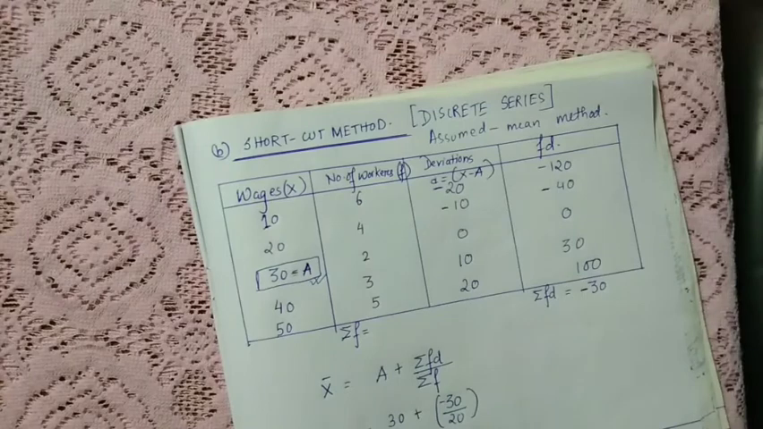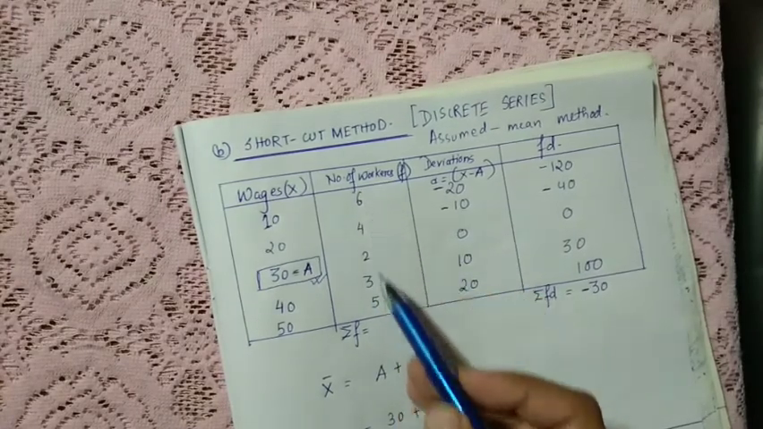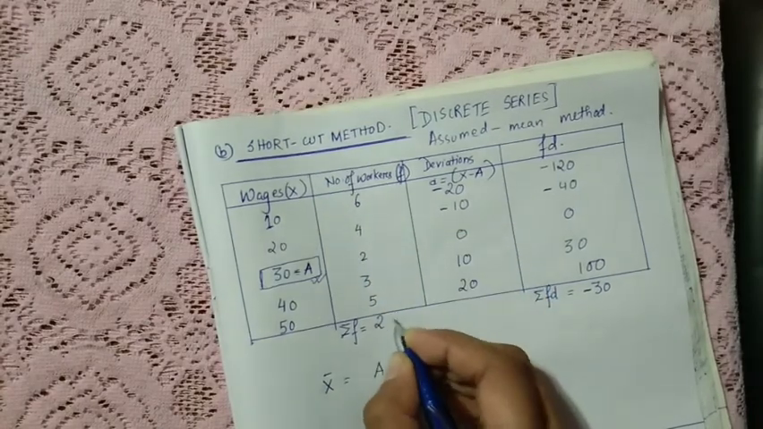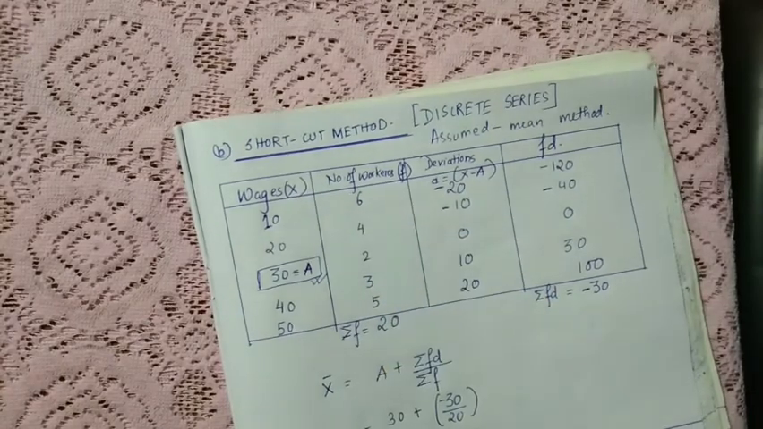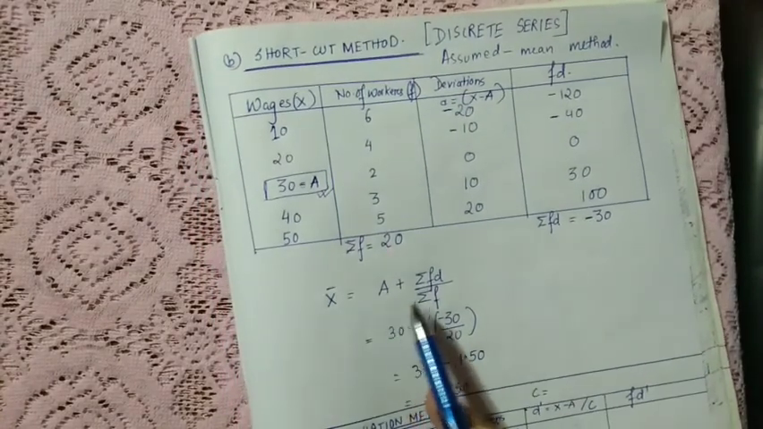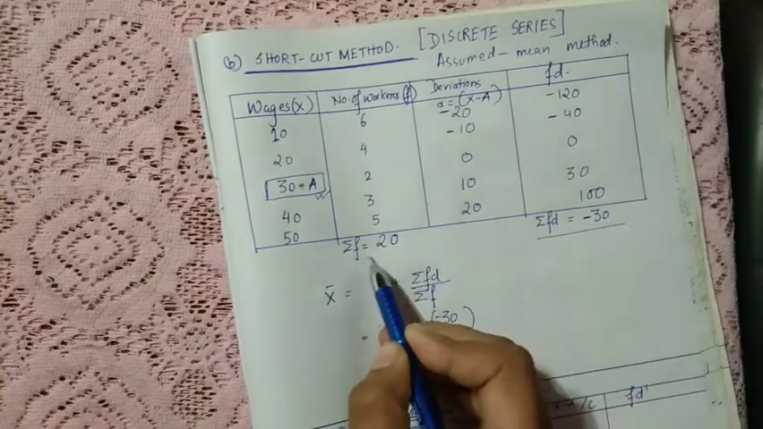Okay, negative 30. We need to find the sum of all the frequencies. We will get sigma f. If you total it, you will get 20. Now how do we find the mean by this method? The formula is assumed mean plus sigma fd divided by sigma f.